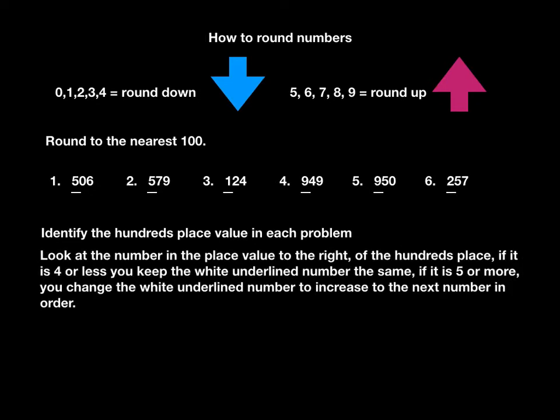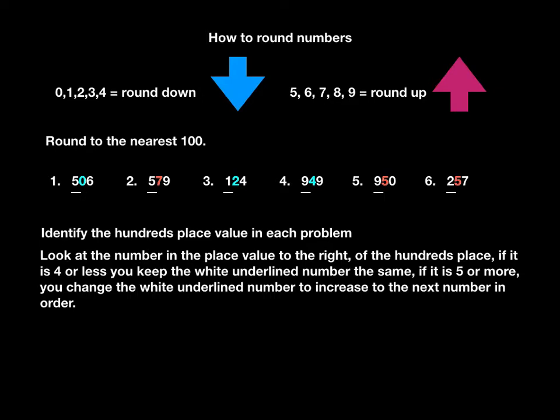Look at the number and the place value to the right of the hundreds place. If it is 4 or less, you keep the white underlined number the same. If it is 5 or more, you change the white underlined number to increase to the next number in order. So let's go ahead and look at the number to the right of each of our hundreds places. We have a 0, a 7, a 2, a 4, a 5, and a 5.